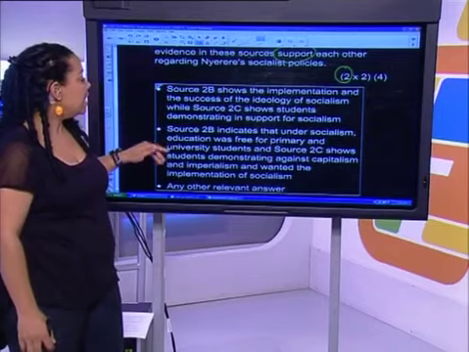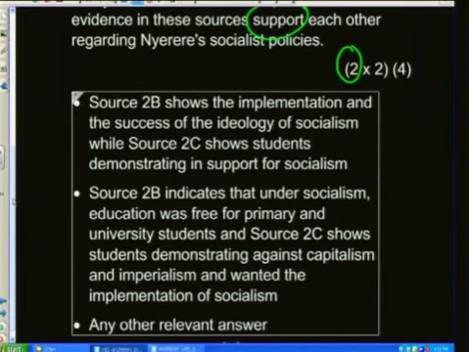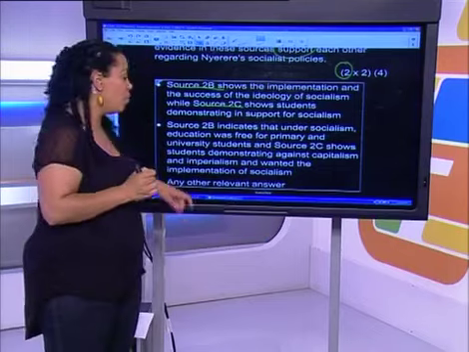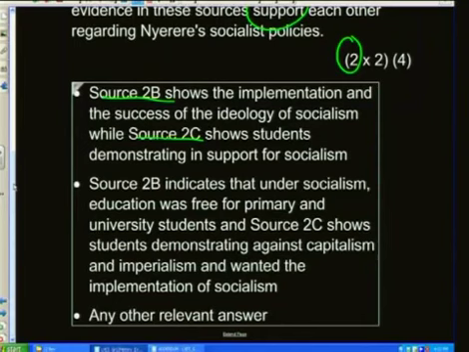Right. So source B shows the implementation of the successes of the ideology of socialism, while source C shows students demonstrating in support of socialism. Okay? So that's one suggested answer. And bear in mind, I'm using the word suggested answer, because you could come up with a much smarter answer than what we could possibly. Source B indicates that under socialism, education was free for primary and university students, and source C shows students demonstrating against capitalism and imperialism and wanting the implementation of socialism.